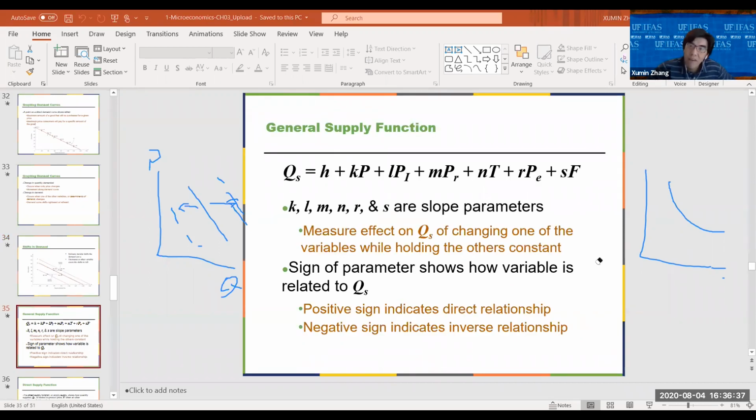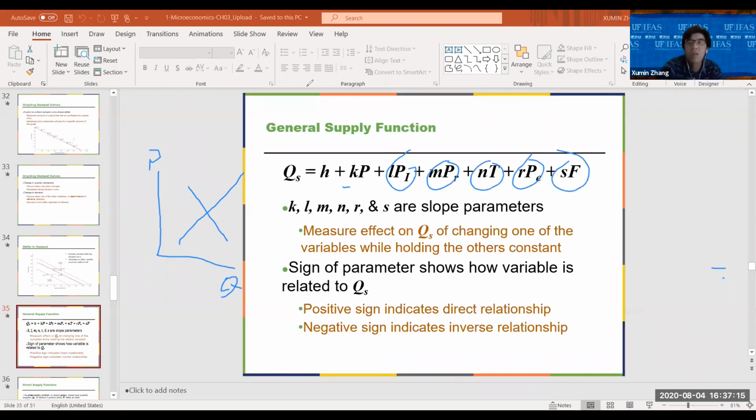Now I can save us a little bit of time. Instead of drawing a demand curve, now we are drawing a supply curve. Simply speaking, this supply curve is upward sloping. This means the small k is a positive coefficient or positive parameter. So this is the law of supply. Keep that in mind. Those are the other factors.